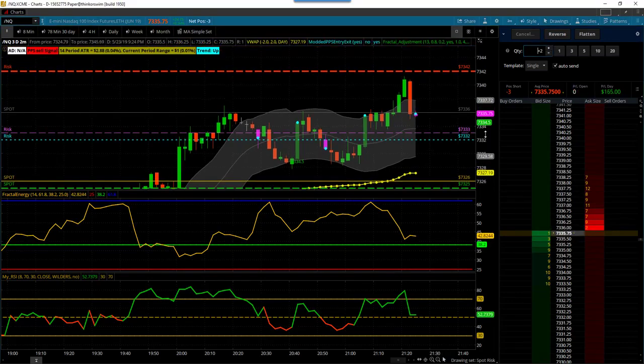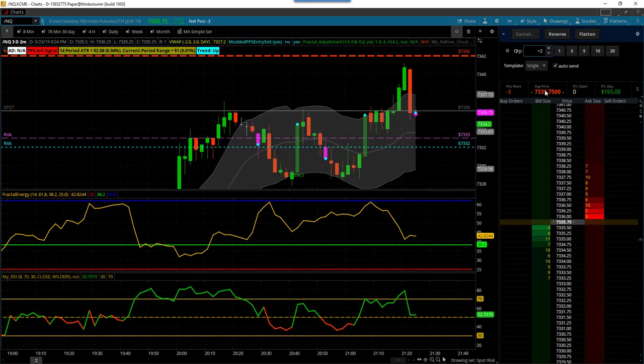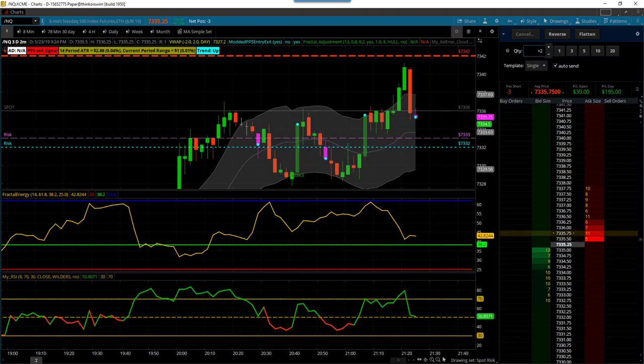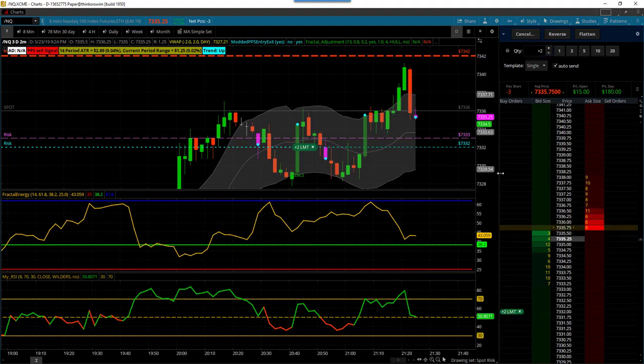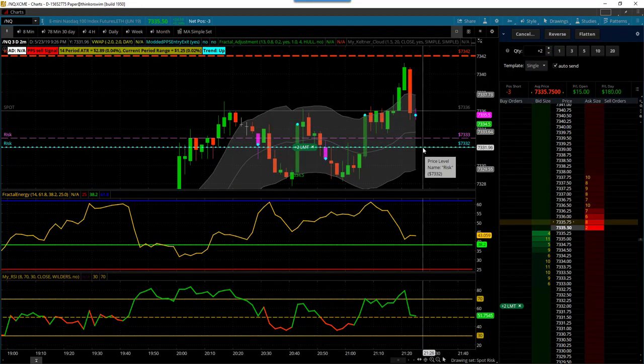So we are short here at the 36. We're trying to get out at 32. That would be 4 points. So we've got 2 in our quantity. We'll offer out at 32. We can put that on and look for price to come down.